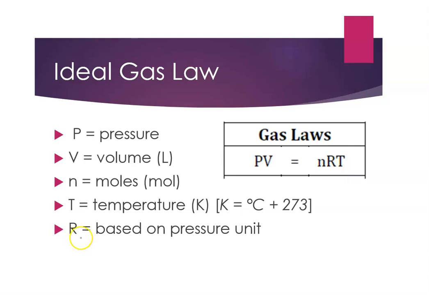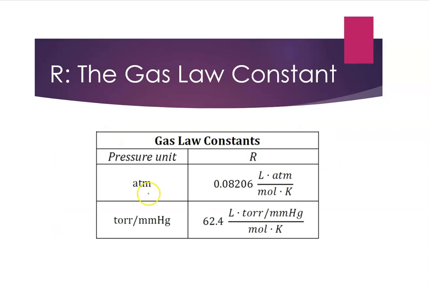R is the gas law constant, and it's based on the unit of pressure. So pressure can be measured in atm, torr, or millimeters of mercury. If your pressure is measured in atm, then the value that you'll use for R is 0.08206. If your pressure is measured in torr or millimeters of mercury, the R value that you use is 62.4. So this chart tells you which value you use for R based on your pressure unit.